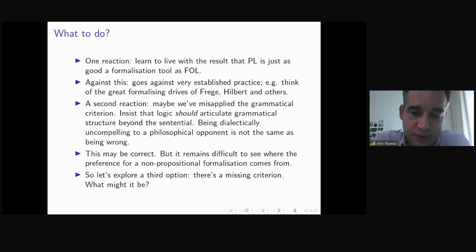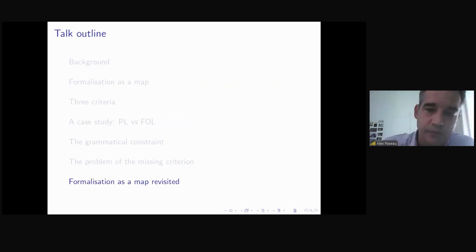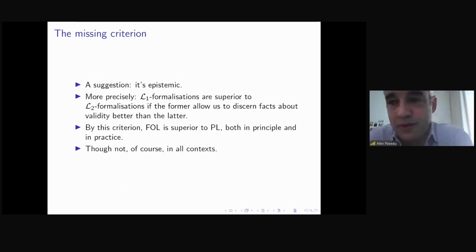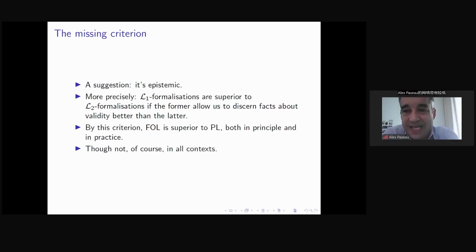So I want to explore a third option, that there's a missing criterion. There's something else that we've forgotten about, or that I have forgotten about, and I want to explore what that might be. Now, perhaps this is something you thought of all along, and I was being slow, but I think it's instructive to get to it from where we started. And this is the idea that formalization is a map in another sense than the earliest sense. Here's the missing criterion, I think. The missing criterion is epistemic.